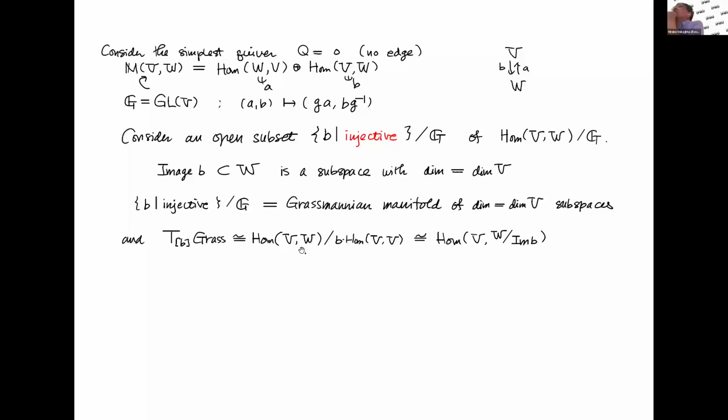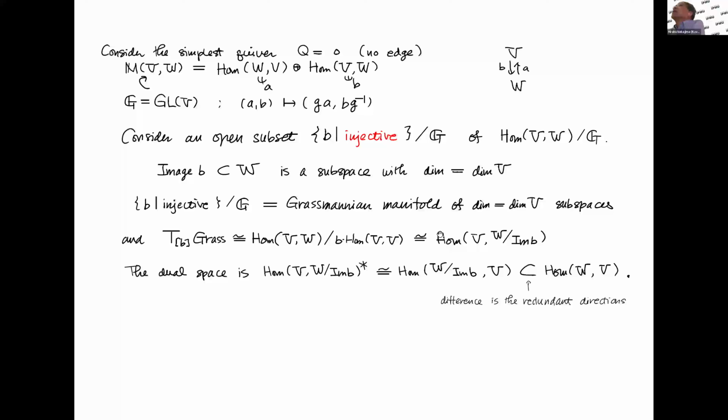Then, because of this form, the quotient space is just the space of homomorphisms from B to W divided by the image. Okay. So if you just take the naive quotient for this open subset, the tangent space is the first summand, which I didn't touch at all, and this component. Then you see that, as I said, this direct sum is not a symplectic vector space, because the dual space of this vector space is given by exchanging the target and the domain. So in this case, Hom of W divided by image B to B.